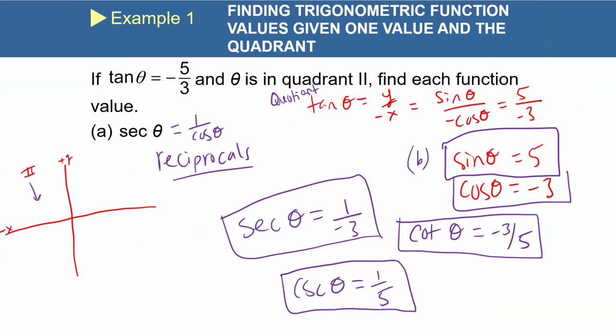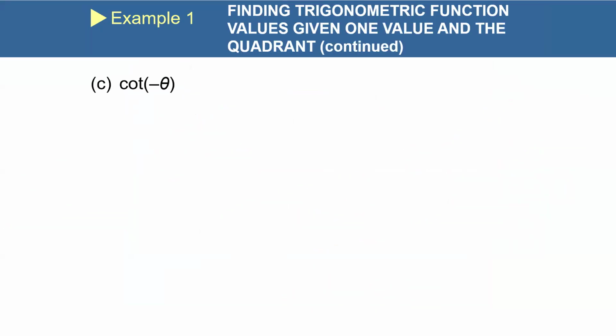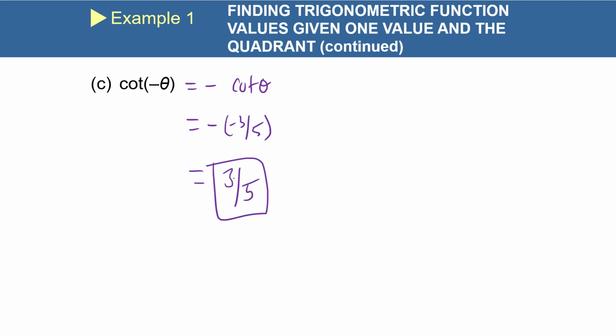Exactly. So if I'm looking for the cotangent of negative theta, it equals negative cotangent of theta. And what did we get for cotangent of theta? -3/5. And a negative times a negative makes a positive. So the final answer is 3/5.